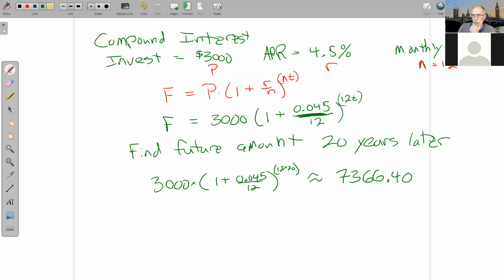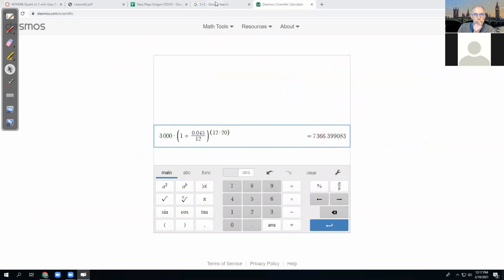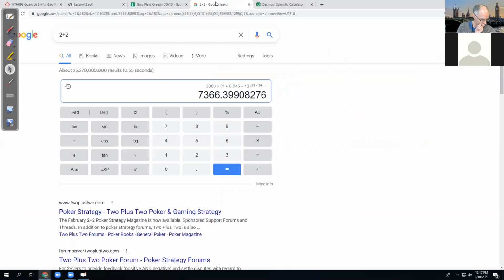Questions on using that formula? Okay, so it's very important that you know what these formulas mean, what number goes where, and that you can use your calculator to plug it in. Something else to point out about this that's kind of cool.